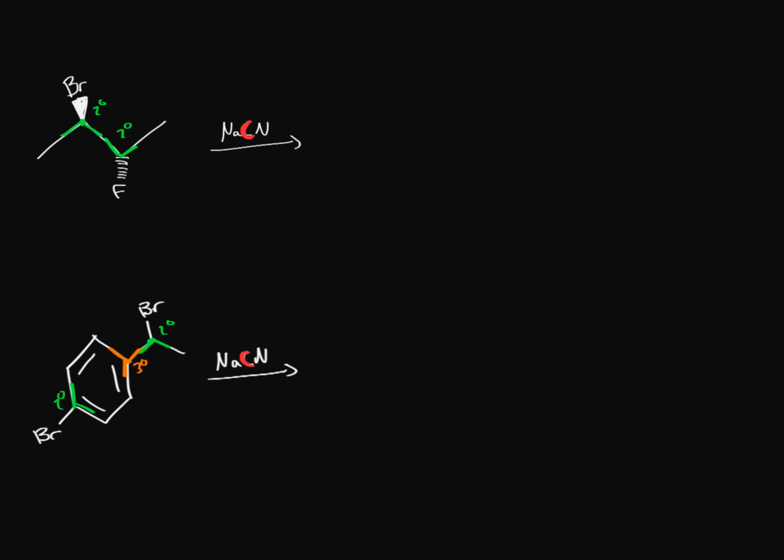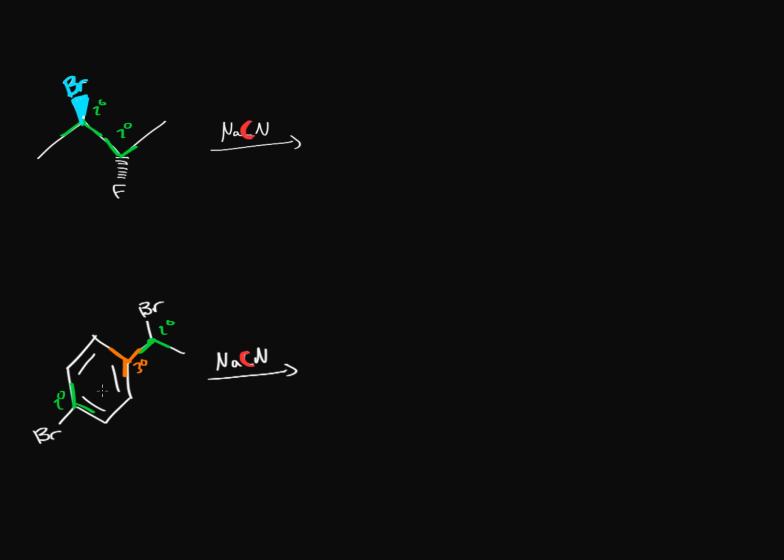And so if we want to do a backside attack, we're going to pick the better leaving group. So for example, in this first situation, bromine is a better leaving group. And this is because bromine is larger. It's a larger atom, and so when it leaves on its own, it contains a negative charge. The negative charge is more spread out over its larger cloud, and so it's a better leaving group.